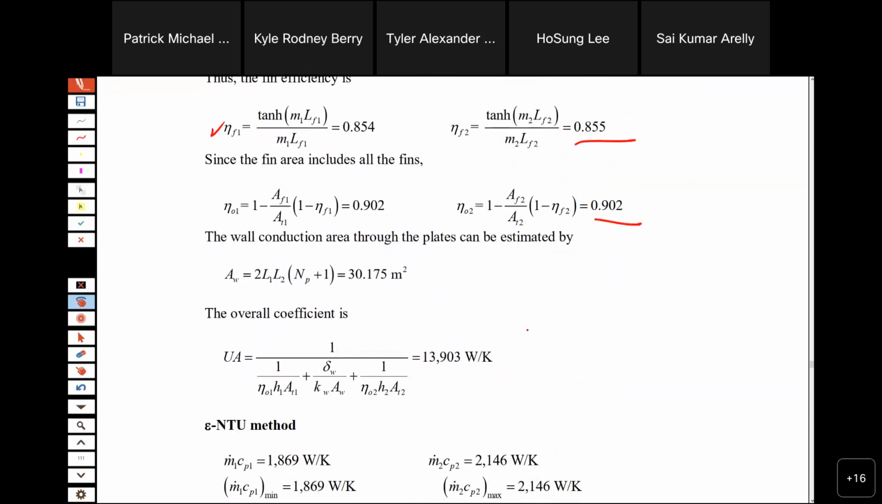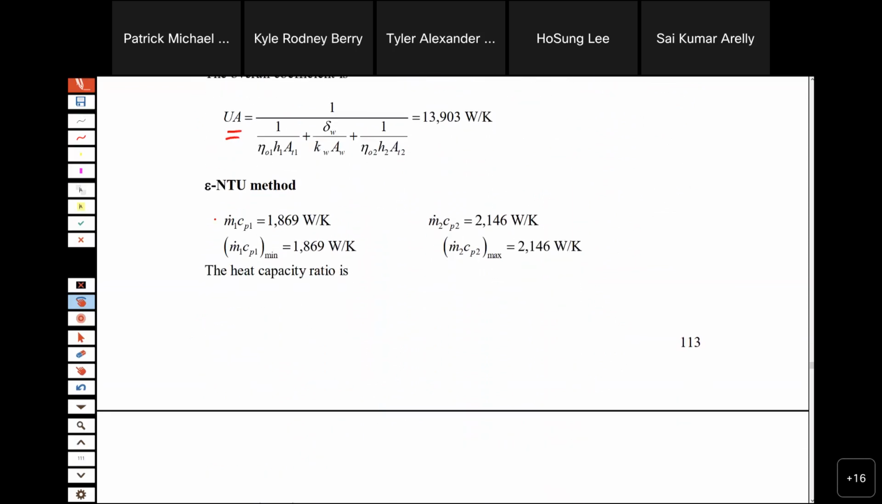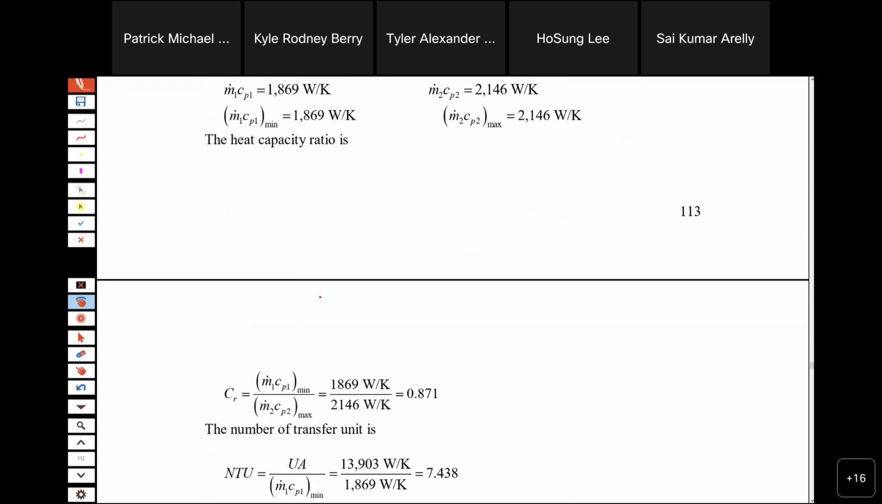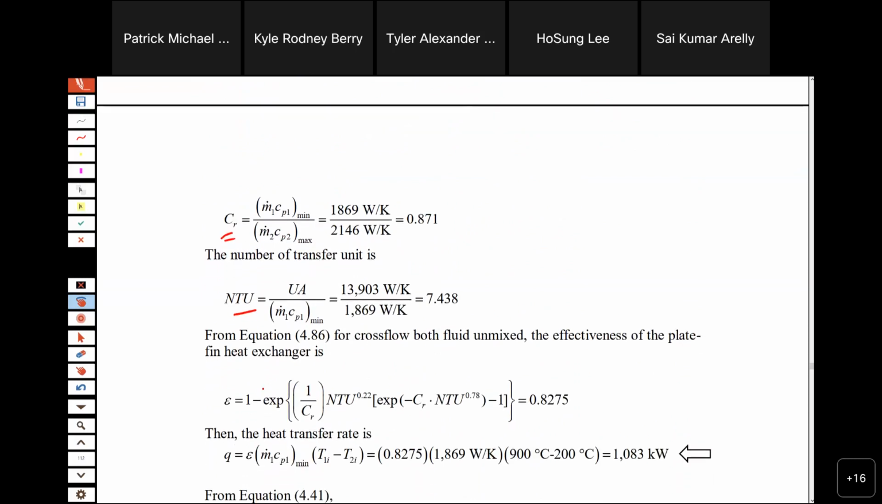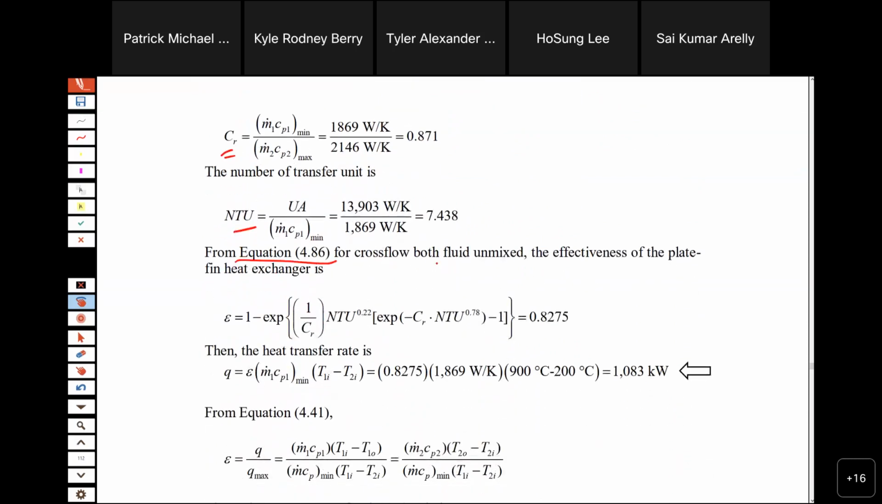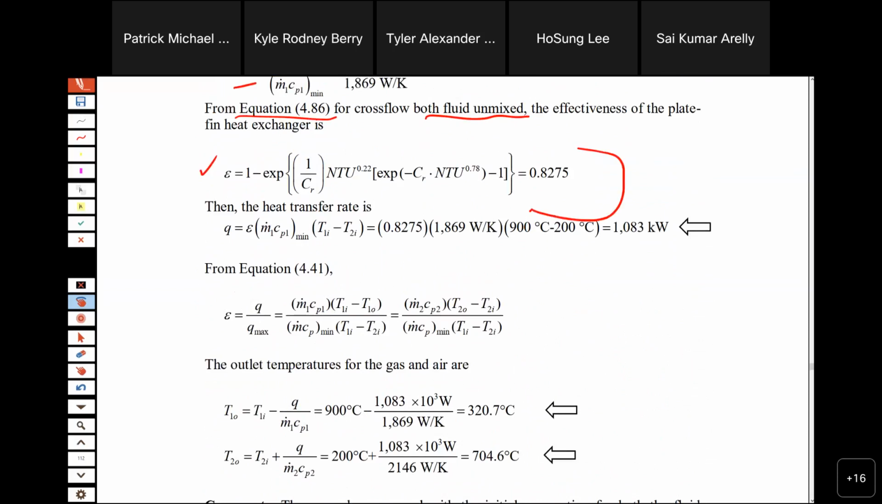Because the dimensions were given, that's the way we have a high efficiency. And then the area, and then UA is calculated, and using the effectiveness-NTU method. So C_L and NTU, because this is cross flow, I think both fluids unmixed. No, there's no way mixed. So you will use what is given. Effectiveness, oh my goodness, 0.827.